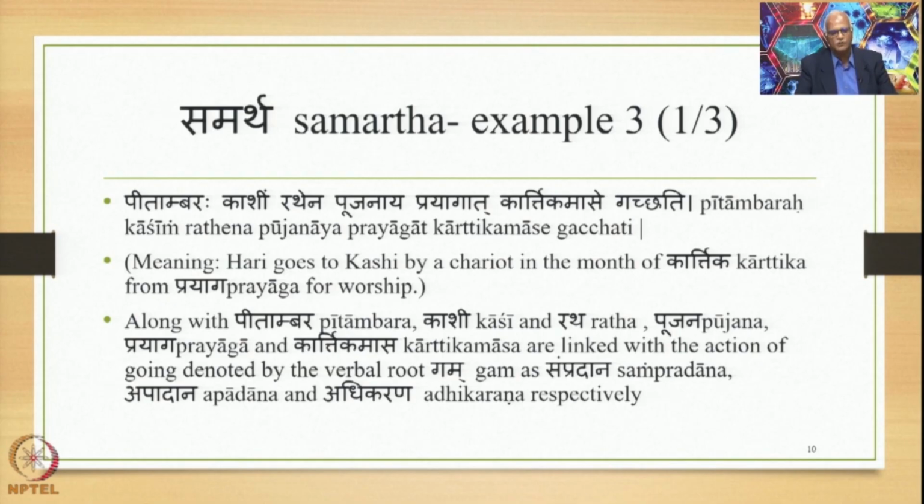Now, along with Pitambara, Kashi and Ratha, as we have seen before, Pujana, Prayaga and Kartika Masa are linked with the action of going, denoted by the verbal root Gama, as Sampradana, Apadana and Adhikarana respectively. Pujana is linked with the action of going as Sampradana, and therefore it has Chaturthi Vibhakti, Pujanaya. Prayaga is linked as Apadana, and it has Panchami Vibhakti, Prayagat. Similarly, Kartika Masa is linked as Adhikarana, and it has Saptami Vibhakti, Kartika Mase.